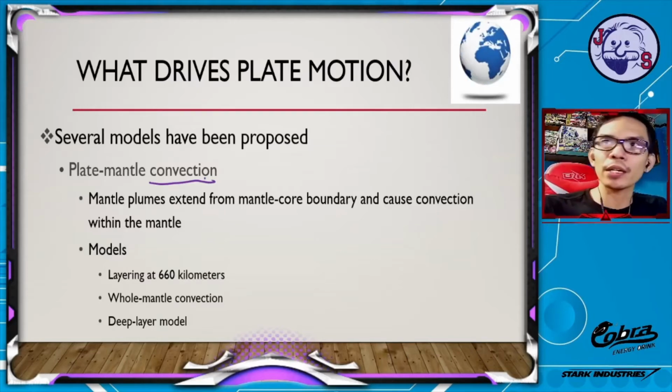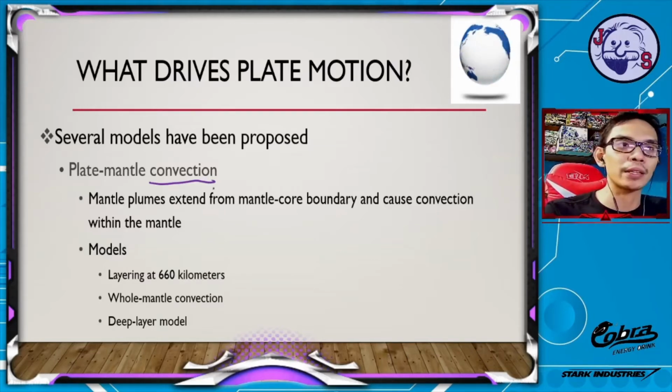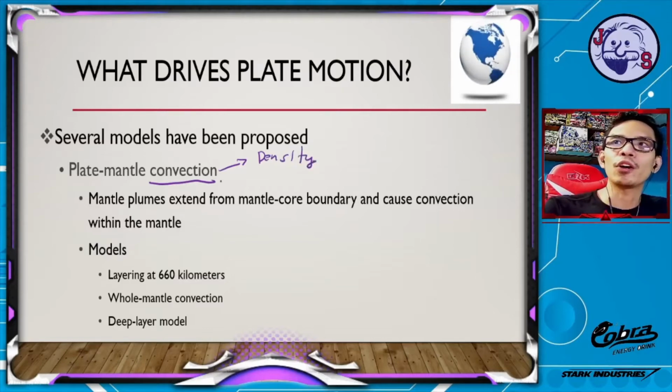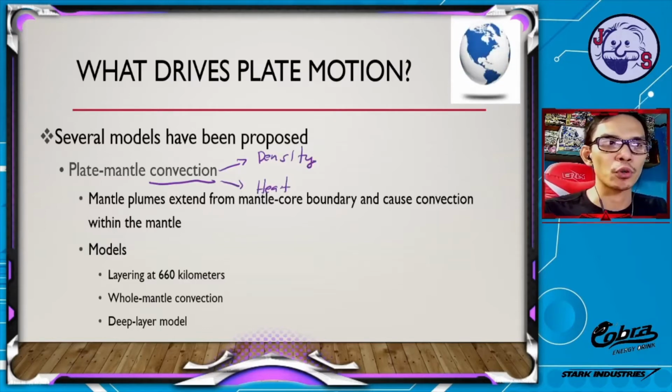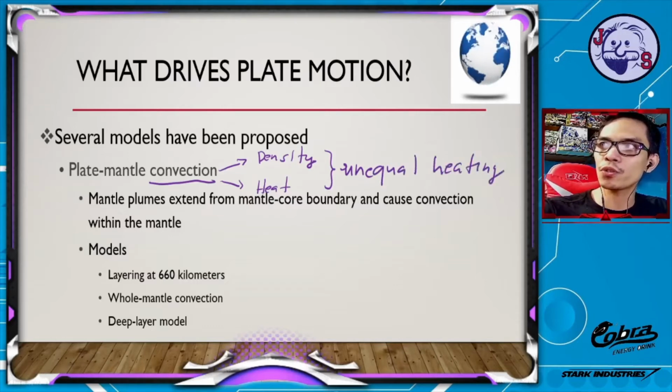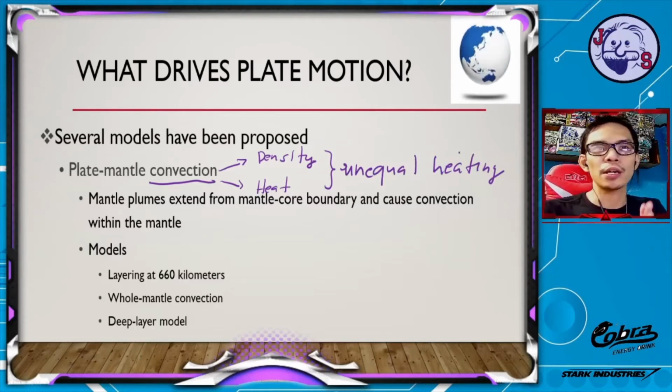So what we have here is convection. This is also a heat transfer, but in liquids and gases rather than solids. It depends on the density, and also on the amount of heat present in a certain area. So technically speaking, convection leads to unequal heating. Later we'll show how this unequal heating happens inside the earth.